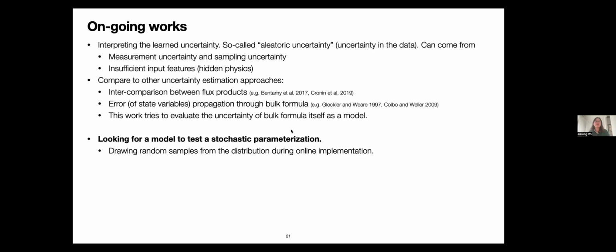Also, we are currently looking for a model to test this kind of stochastic parameterization. So ideally, a more or less simplified or idealized coupled model where we can implement it, meaning that we have a probabilistic model, we have the mean, we have the variance, and at online testing, we will draw random samples from this normal distribution at each grid cell, and we want to see if it makes any difference to processes people care about, if we see sensitivity to stochastic parameterization of air-sea flux.